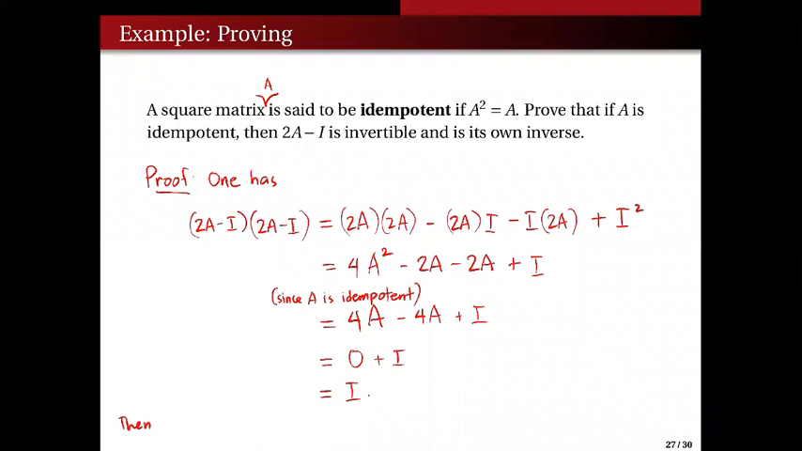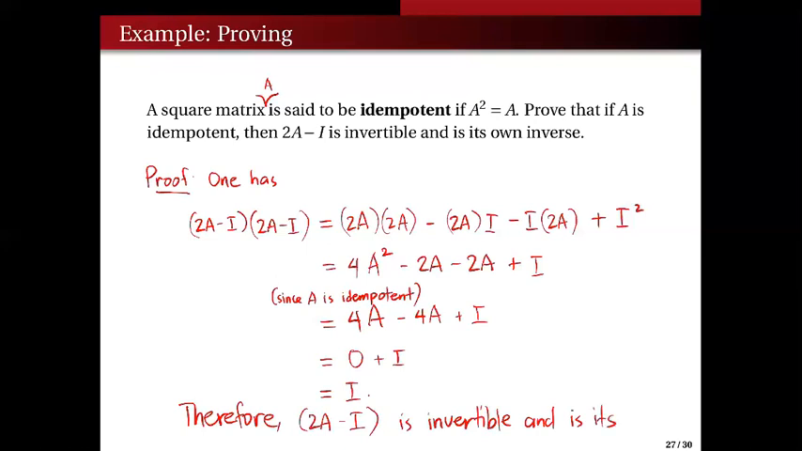we have 2A minus I. So let me just write it. Therefore, 2A minus I is invertible and is its own inverse. Okay?